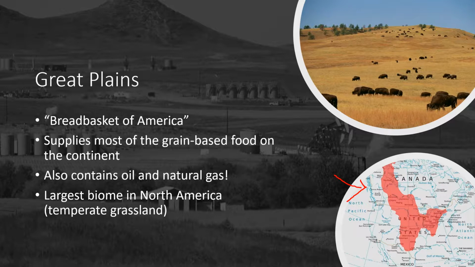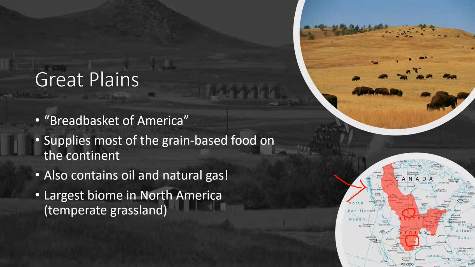It also contains most of America's oil and natural gas. Places like the Dakotas would be well known for the amount of natural gas and oil that has been discovered there, even in the last few years. And then, of course, there's more famous places like Texas, where we know that there's oil rigs as well.